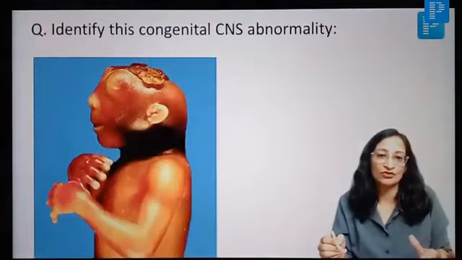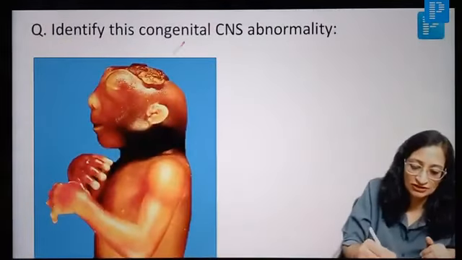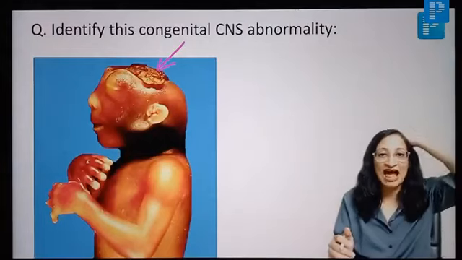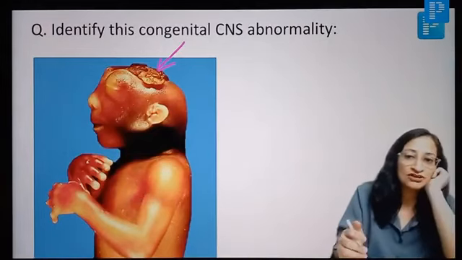What do you see here? What is the congenital CNS abnormality? You can see that the scalp and the cranium are absent, the brain is exposed to the outside, and the brain is not developed properly also.